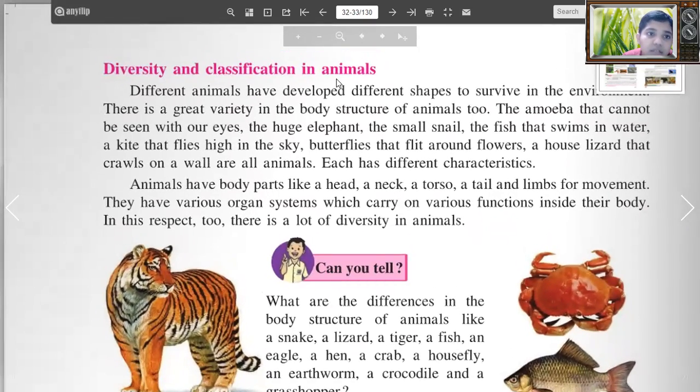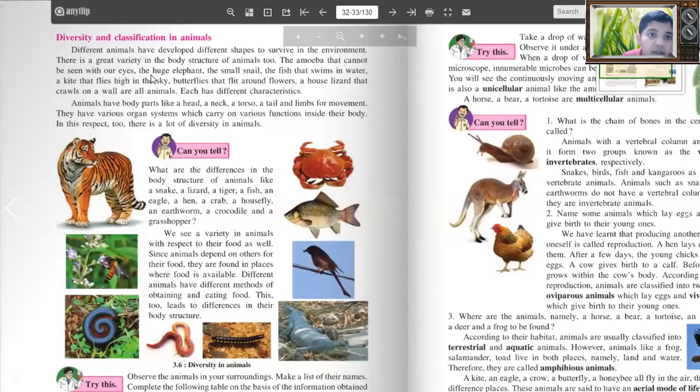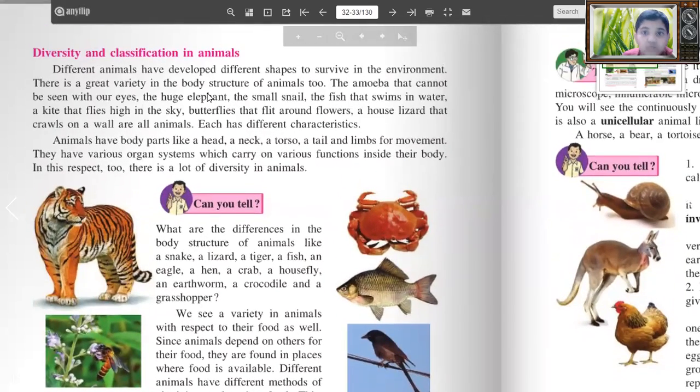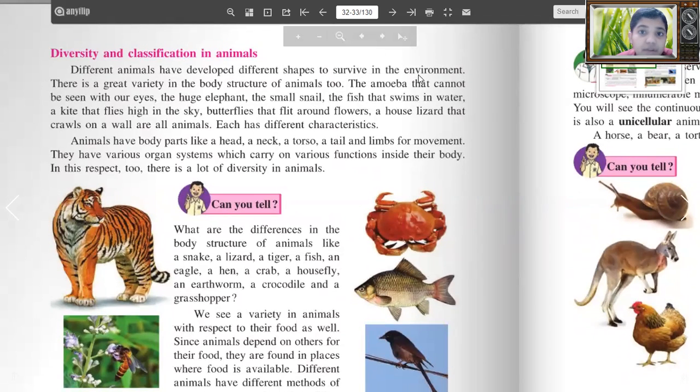Diversity and classification in animals. Different animals have developed different shapes to survive. In the environment, there is a great variety in the body structure of animals too. The amoeba that can't be seen with our eyes, the huge elephant, the small snail, the fish that swims in water, a kite that flies high in the sky, butterflies that flit around the flowers, a house lizard that crawls on the walls are all animals.